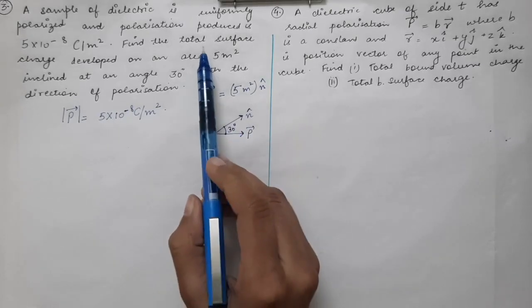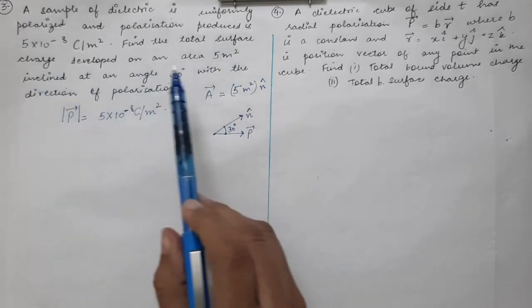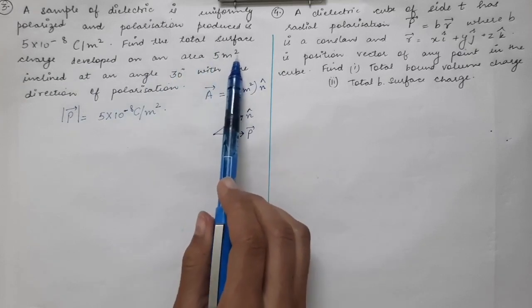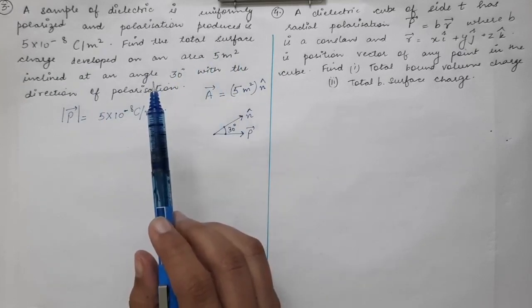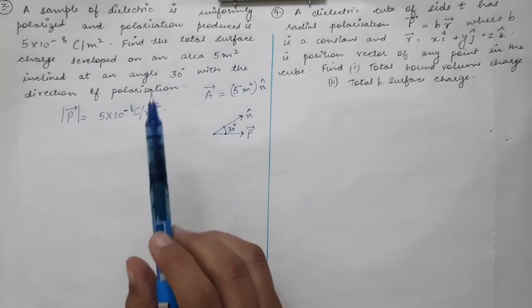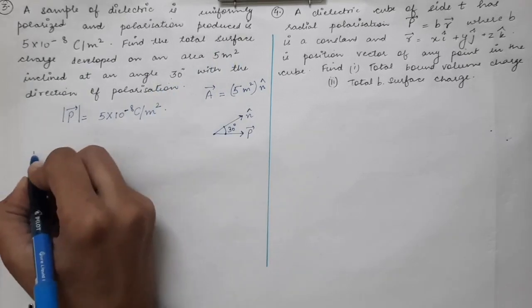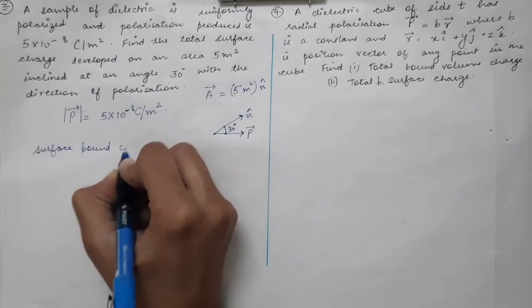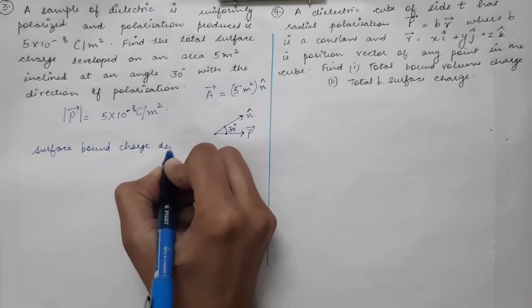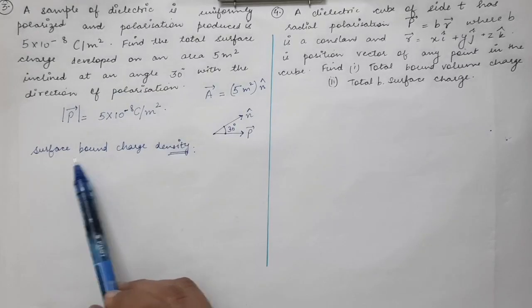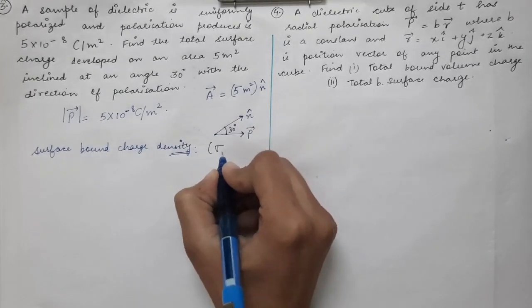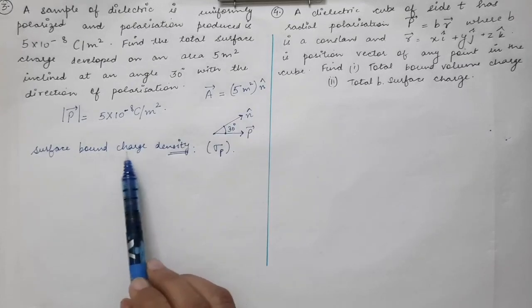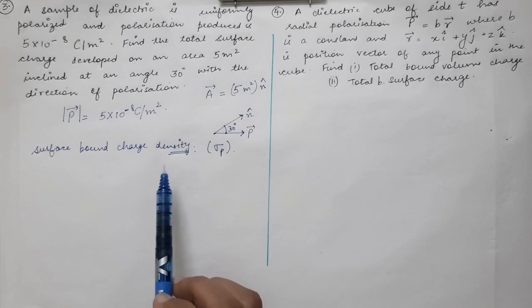Now what we want to find is the total surface charge which is developed on an area of 5 meter square. So first of all, we will find the surface bound charge density, which is represented by sigma p. This is the amount of charge which is present in a unit area on the surface.